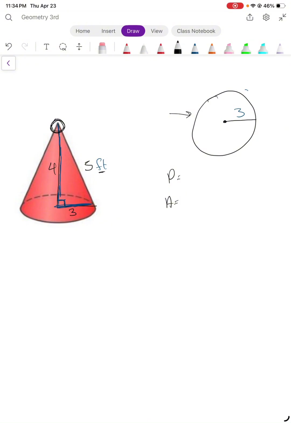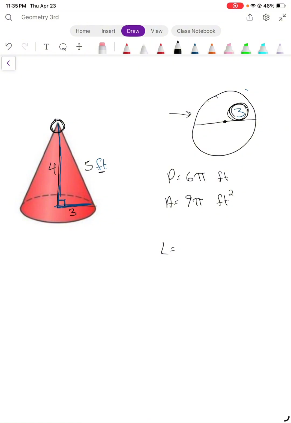Again, feet is our units here. So to find the perimeter, the distance around a circle, again, it's pi times diameter. Since the diameter is 6, that'd be 6 pi. And that, again, is in feet. The area is going to be pi times the radius is 3. Since 3 times 3 is 9, that would be 9 pi. And that is the area of the base. That would be in feet squared.